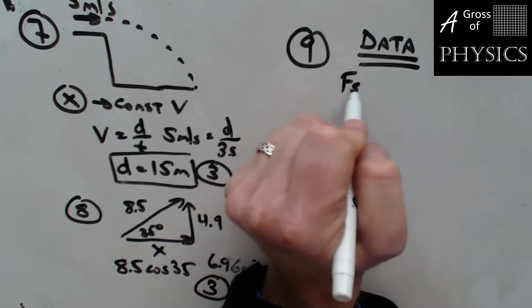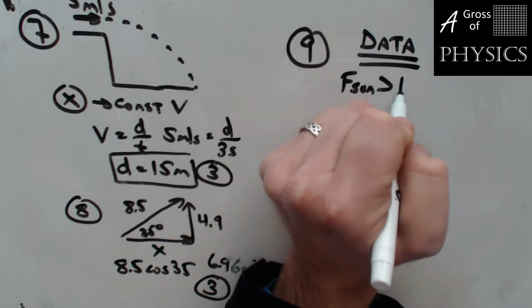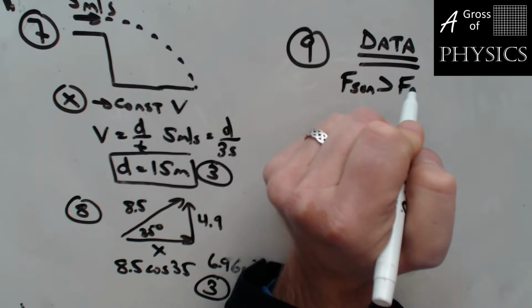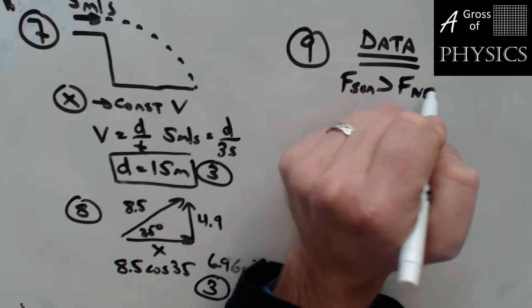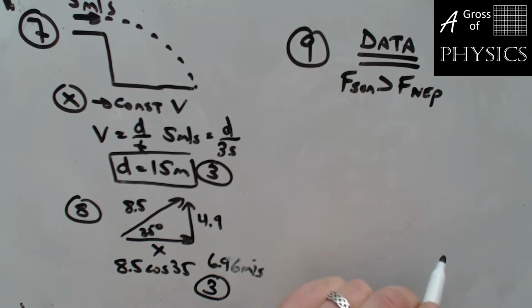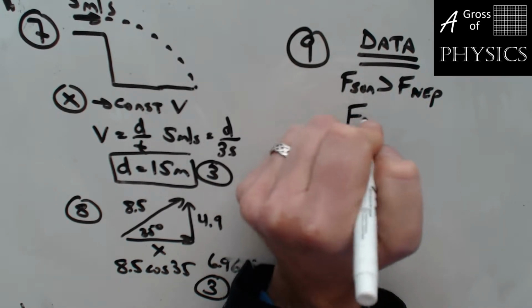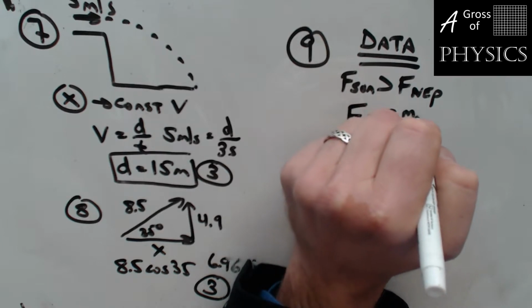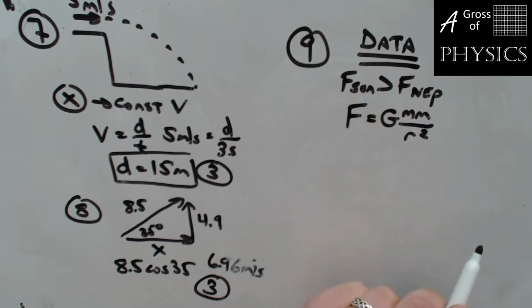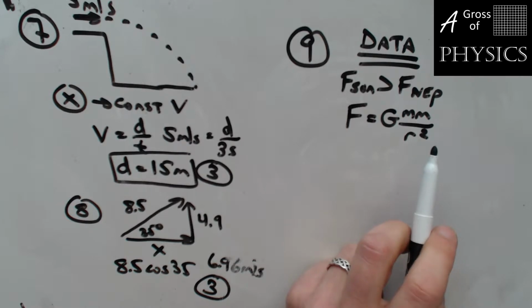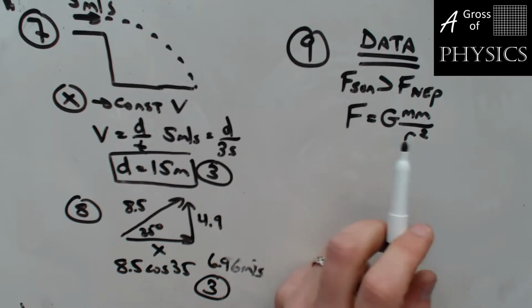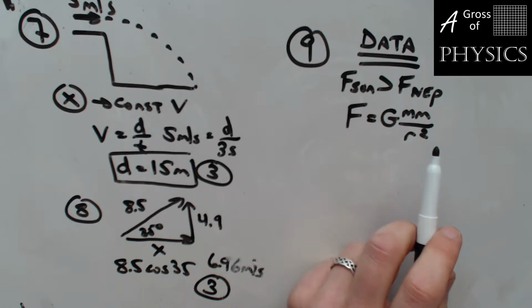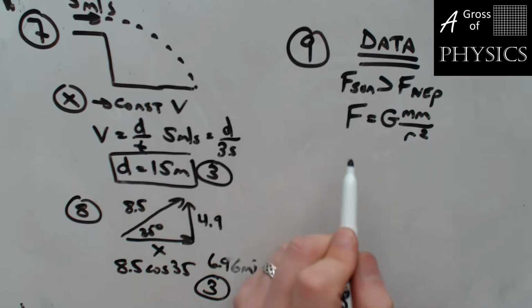So the force of the Sun is greater than the force of Neptune. Okay. So why is the Sun stronger than Neptune? Well, we know that F equals big G m m over r squared. And from our data, the Sun is closer than Neptune. Well, that's not true. The Sun's farther. So 1's out. Neptune has more mass. Mass of Neptune is bigger. Okay, so 2's possible.